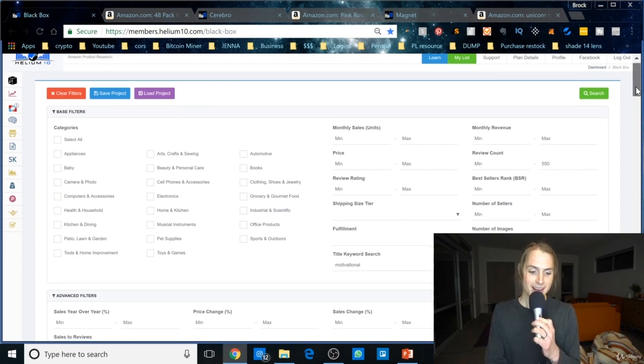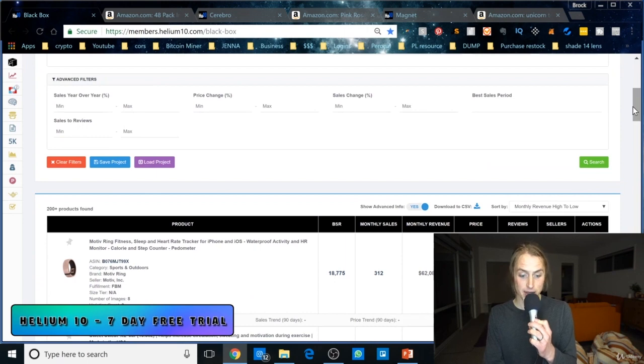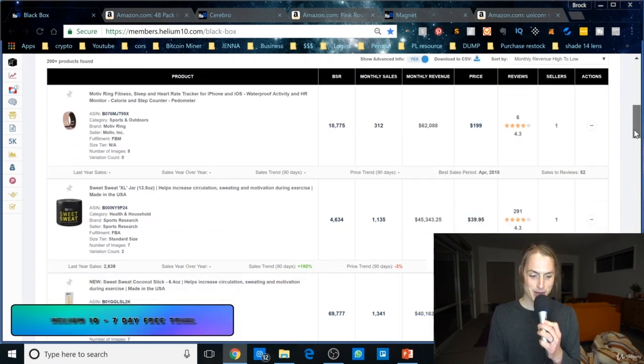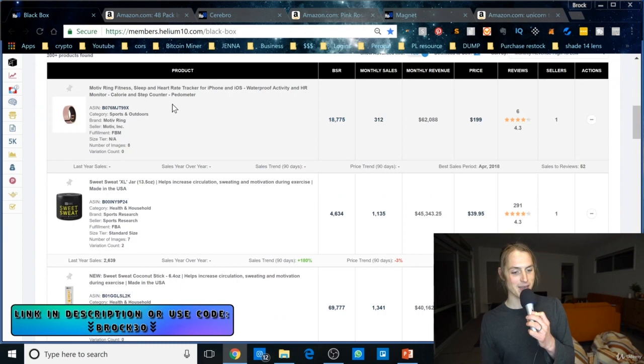Okay, that's all I want. And then seeing what is possible within this niche. So we sort it by monthly revenue, and we see this ring, this fitness ring.